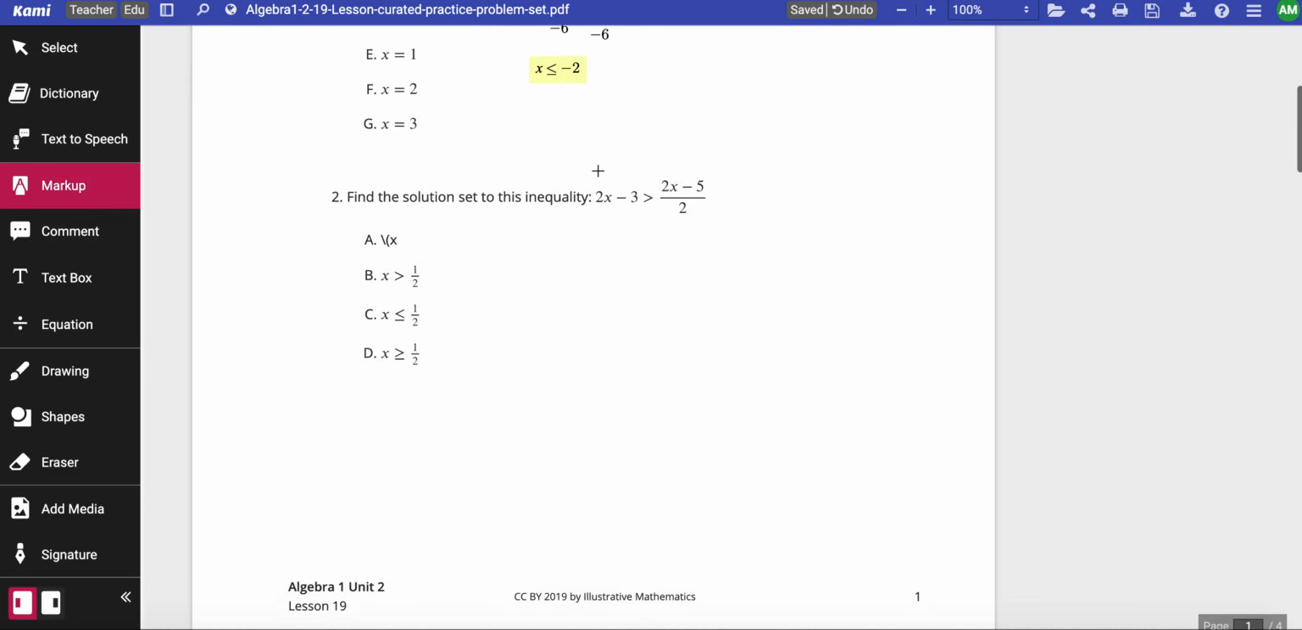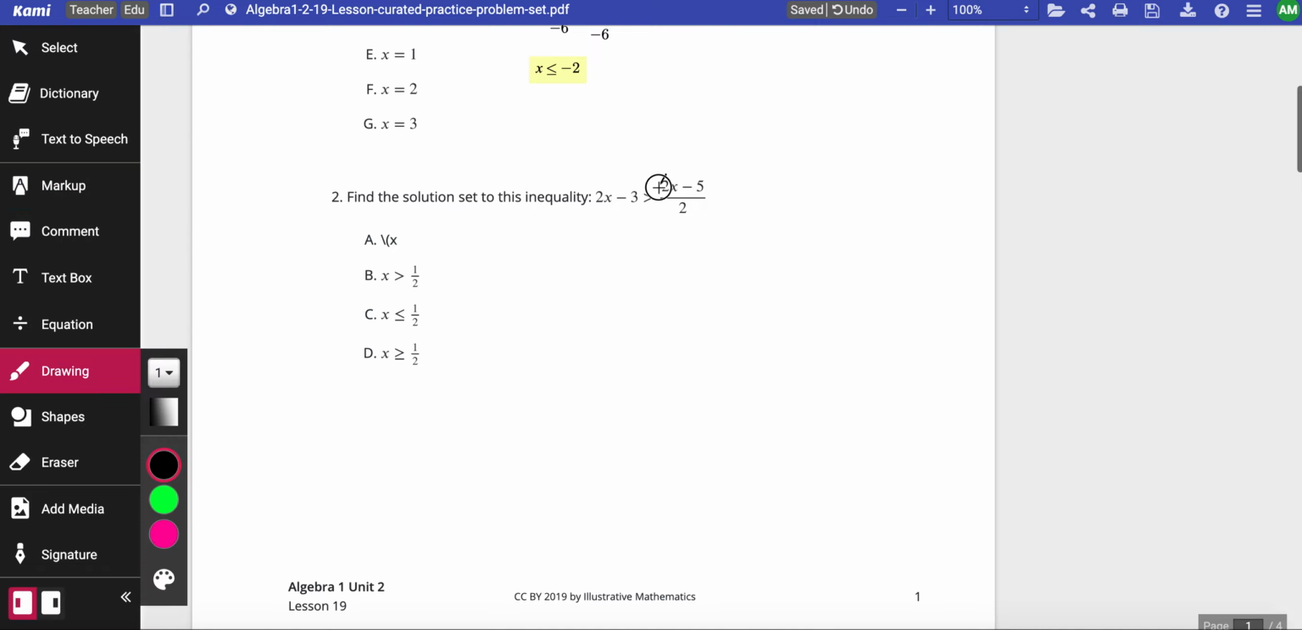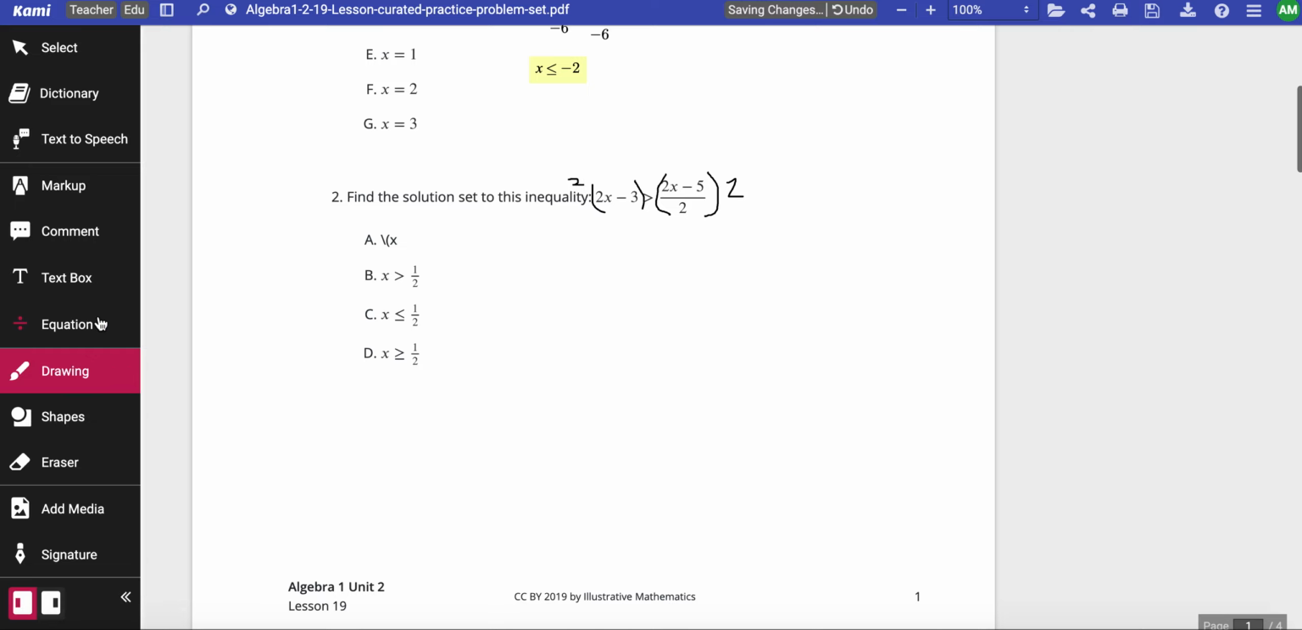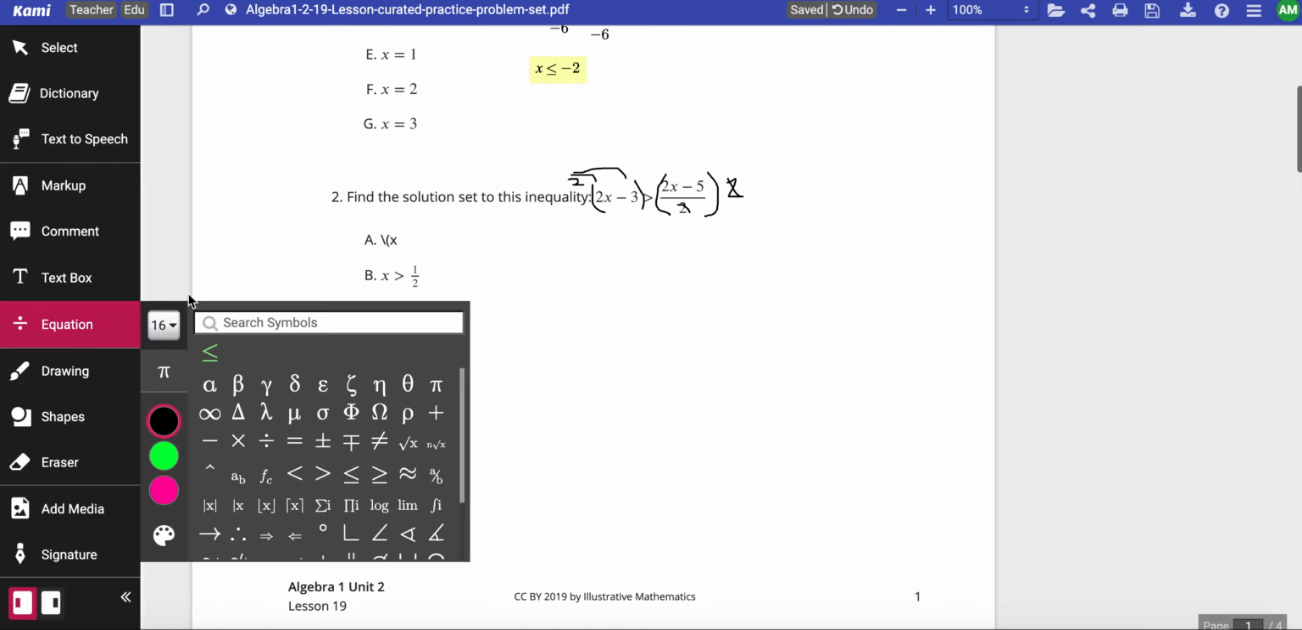So this one's similar. We also have a 2 in the denominator there. So if we multiply this side by 2 and multiply this side by 2, then we will distribute this 2, and these 2's, 2 divided by 2 is 1, so that's gone, and you would end up with 4x minus 6 is greater than 2x minus 5.